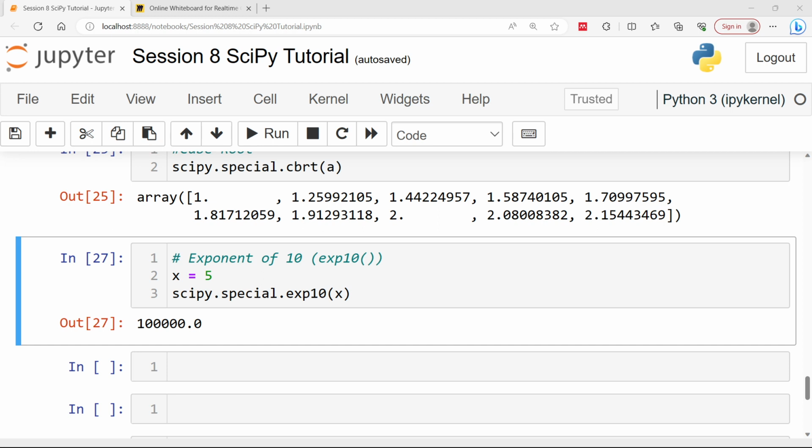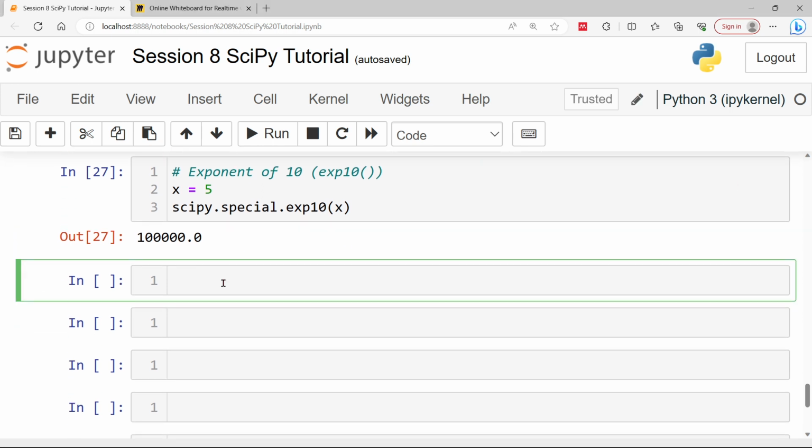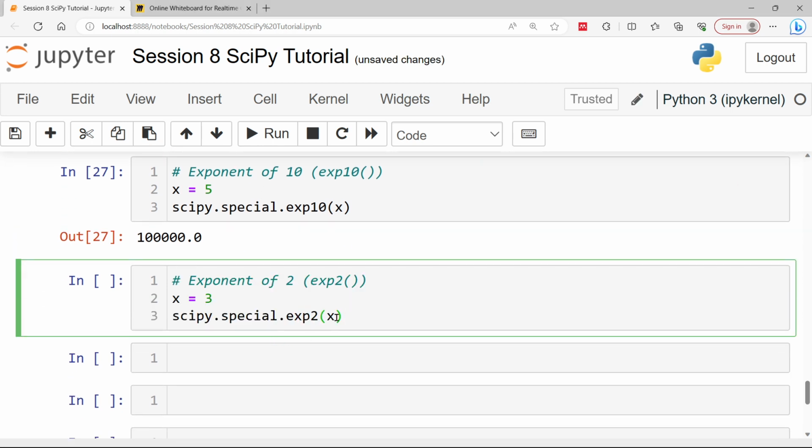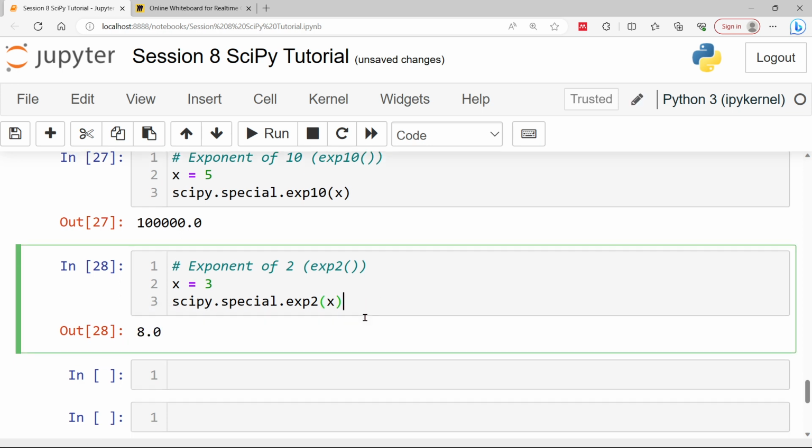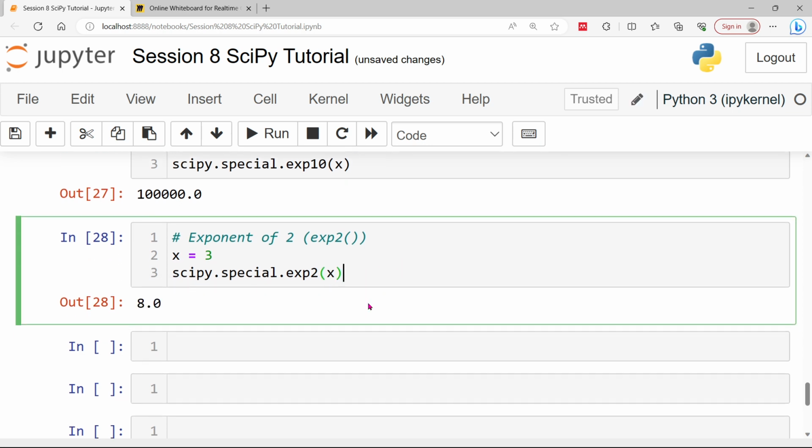Instead of exponential 10, we can import exponential of 2. So I can directly use spatial dot exponential 2 and this 3. What would be the output? 2 raised to power 3 will be 8. Can you see 8.0 there, right? We can have so many other functions inside the spatial. You can go to the official website and you will find the respective values, right?